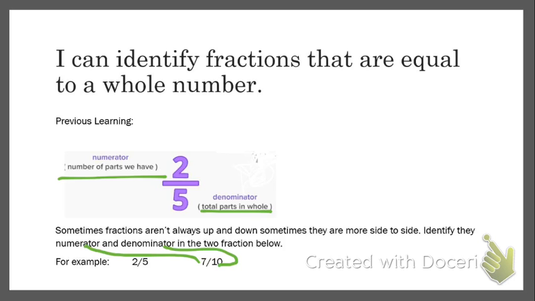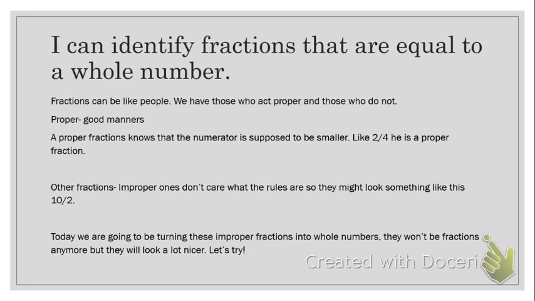And that's because the denominator comes last. If I'm writing a fraction, I usually write the numerator first and then the denominator last. Same thing if I were to write it side to side. I would write the numerator first and the denominator last. It's just a way for you to remember. Okay, so again, I'm still working on identifying fractions that are equal to a whole.